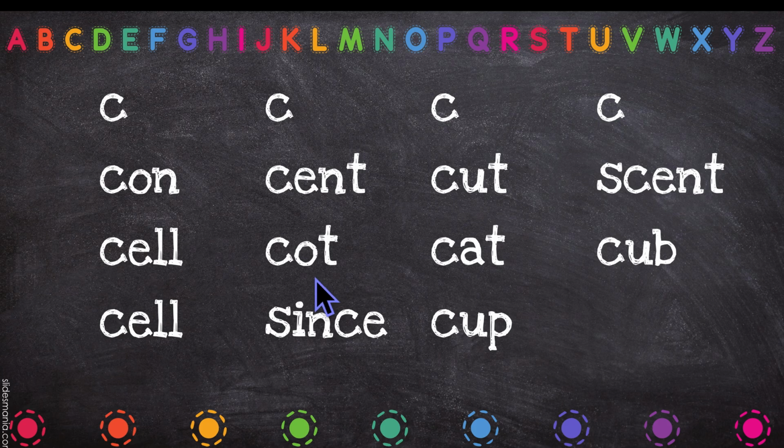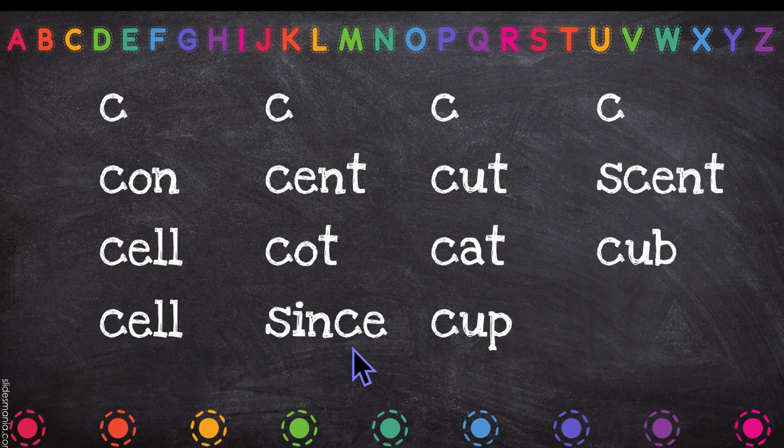Do we have an E, I, or a Y? No, so we need the first sound, also called the hard C. K, cot. Is this an E, I, or a Y? No, so we need the hard C. K, cat. Is this an E, I, or a Y? No, so we need the first sound. K, cub. Is this an E, I, or a Y? Yes, it is. So we need the second sound, the soft C. S, sell.